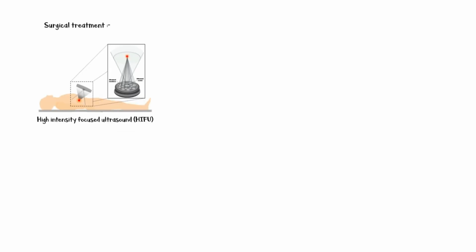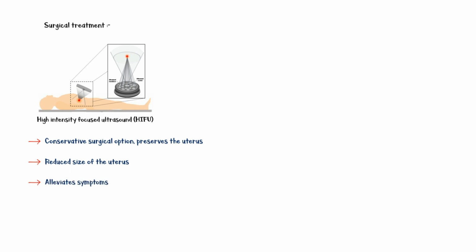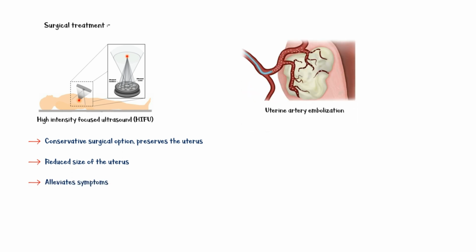Surgical treatment options include the following: high-intensity focused ultrasound, which causes thermal ablation and necrosis of adenomyotic foci. It is a conservative surgical option that preserves the uterus. It reduces the size of the uterus and alleviates the symptoms. Uterine artery embolization, which is commonly used for fibroids, is now also used for adenomyosis. Adenomyomectomy and hysterectomy are the other two surgical options.